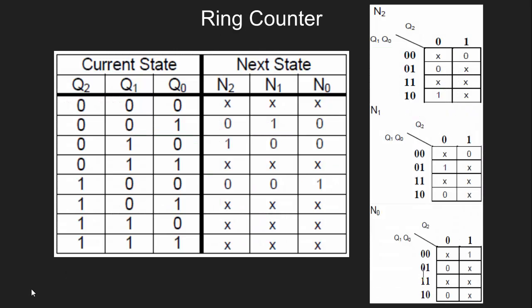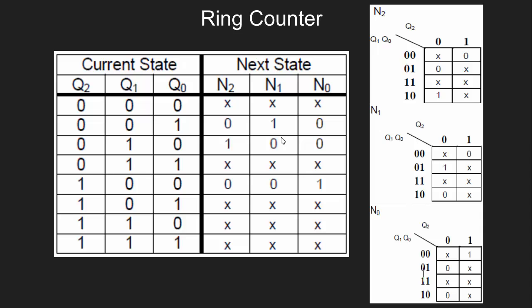The next counter is the ring counter. The transition table for this counter is slightly more tricky than the last. It may seem counterintuitive to start with a state other than 0, 0, 0, but this counter starts out at 0, 0, 1. Where all other states that aren't used are represented by don't cares.